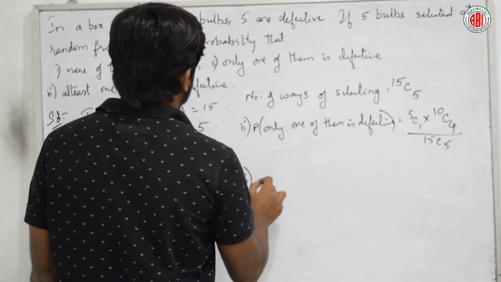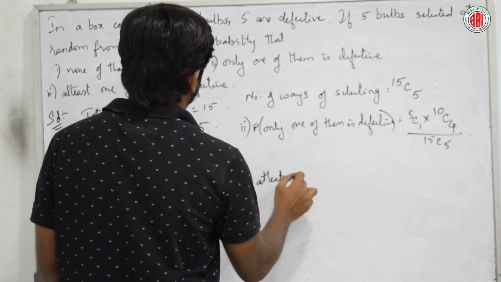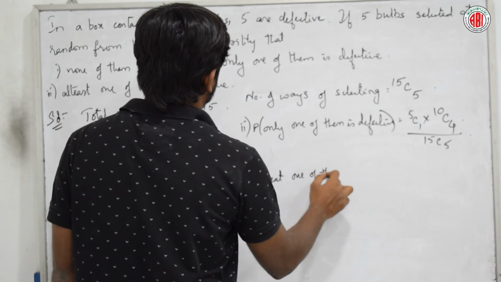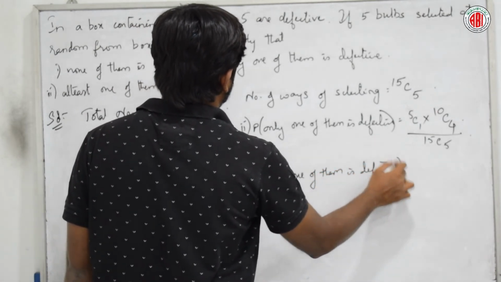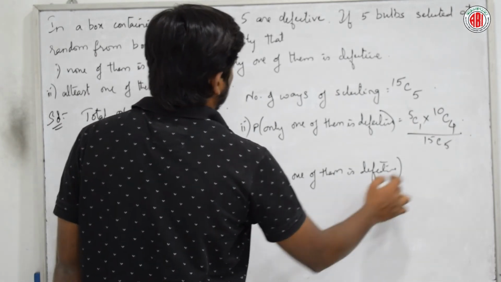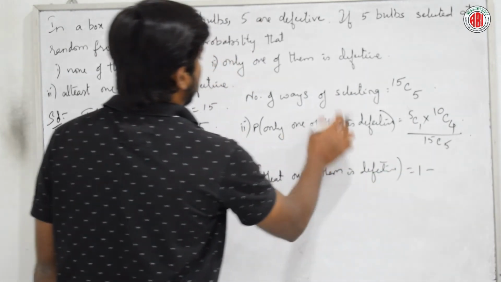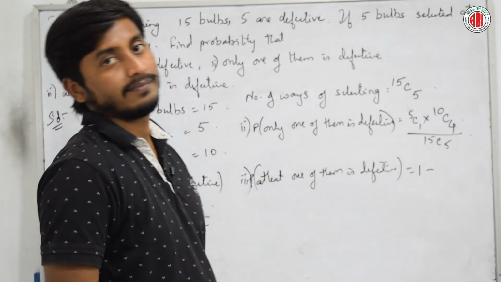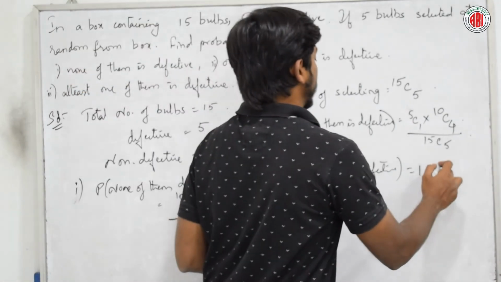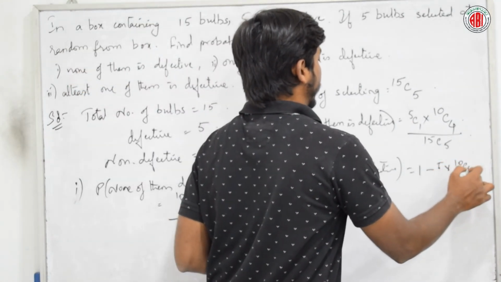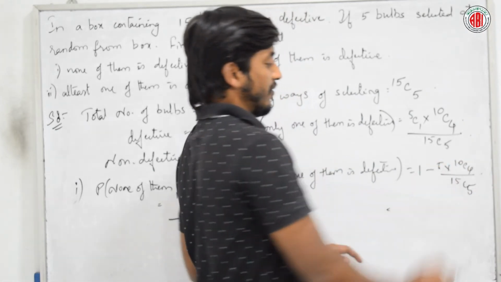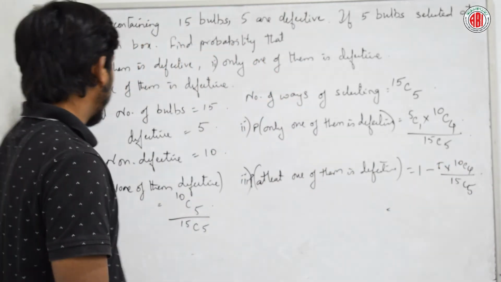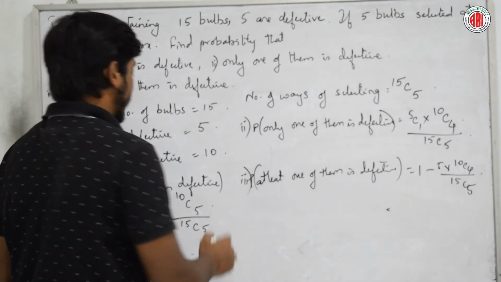Third, at least one of them is defective. So what do we write? 1 minus none is defective. That's it, right? So it is 1 minus 10 C5 divided by 15 C5. If you want to simplify, it's your wish. Did you understand? How do we simplify this 10 C5?